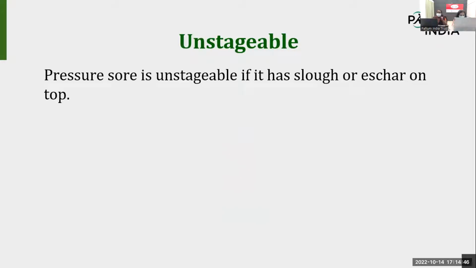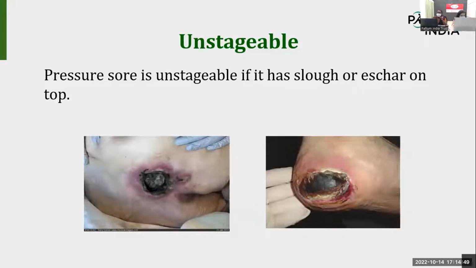The fifth one is unstageable. Unstageable is when there is black necrotic tissue. You can see that image. We can't confirm the stage, because if there is black necrotic tissue on top of the skin, we can't say whether it is third stage or fourth stage. Once we remove the black necrotic tissue from the top of the wound, then we can tell how much layer involvement is there, whether it is involved up to the subcutaneous level, or it is affecting the muscle, bone, and all.